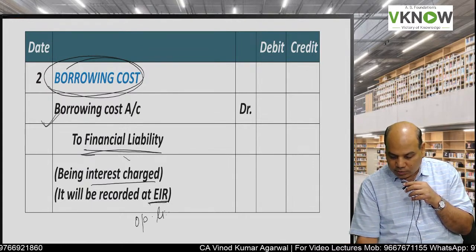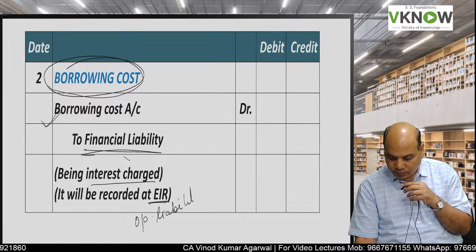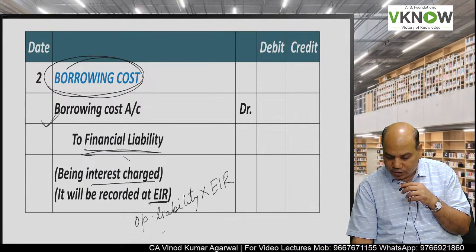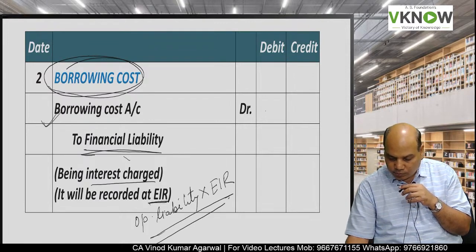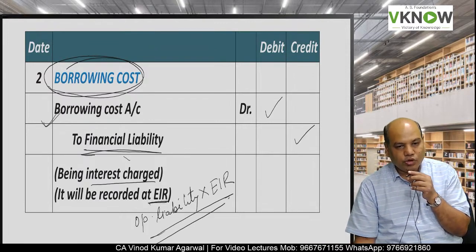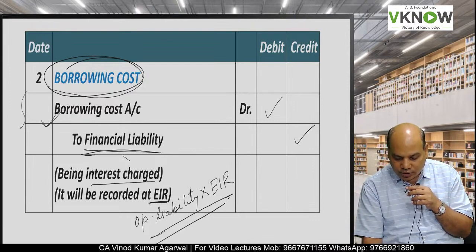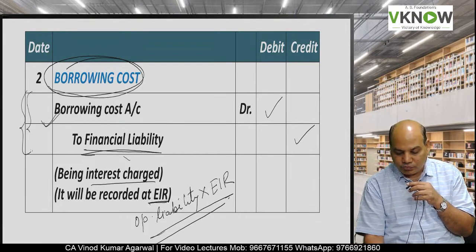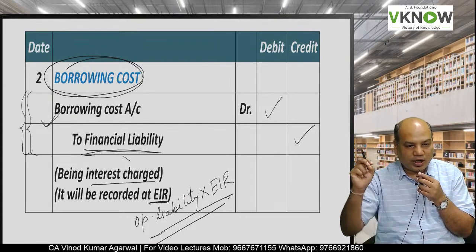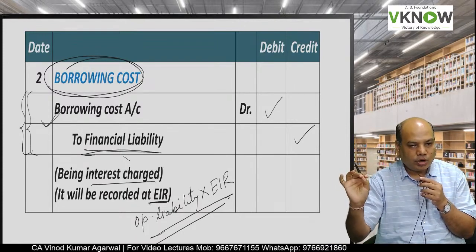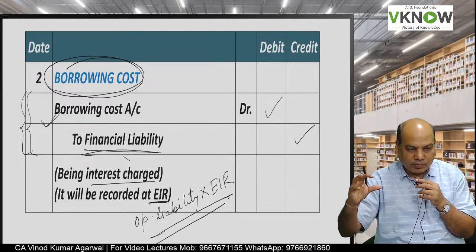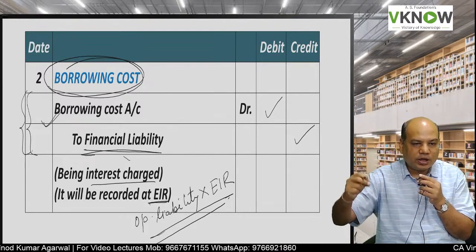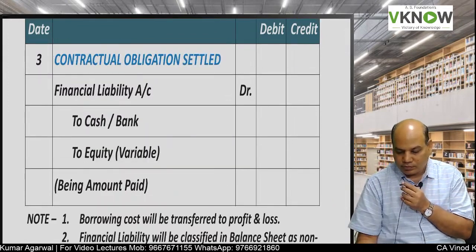So opening liability you will take, multiplied by the effective interest rate, that will give you the borrowing cost. This amount you will record. Highly tested in the exam. Sometimes they will say that the company has recorded the interest based on actual payment. We don't record on the basis of actual payment. We will record by applying the effective interest rate on the opening balance.